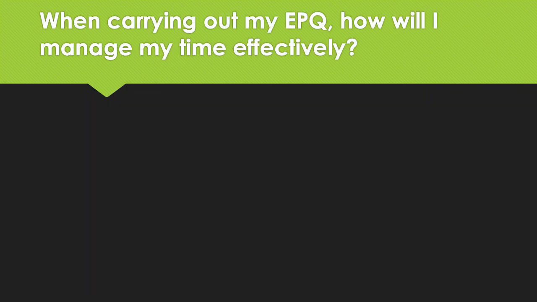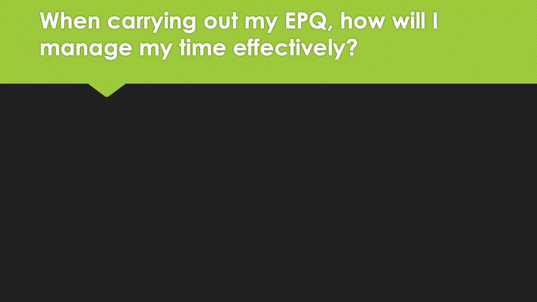When you're carrying out your EPQ, there's lots of this in terms of planning. That's as part of your production log, and your production log is designed to help you to manage your time and to help you to plan out what you're going to do. However, it's important that you use additional documents to help you. And there's various things that you can do. You can create a list of things that you need to do and sort of tick them off as you go.